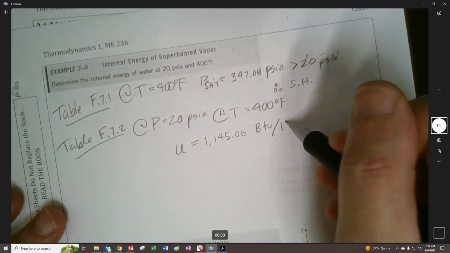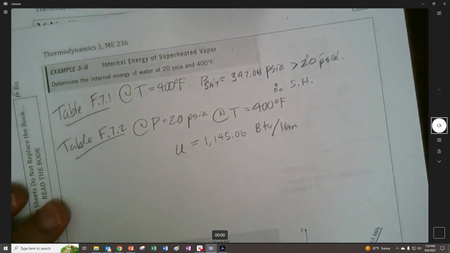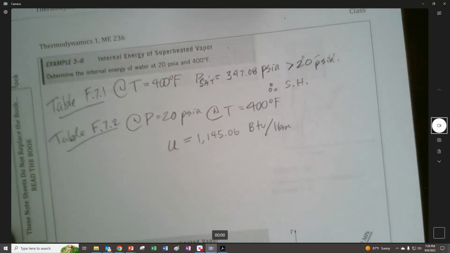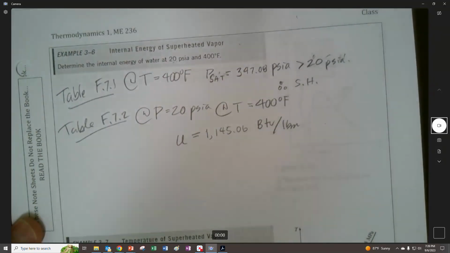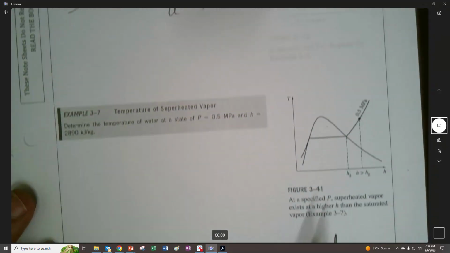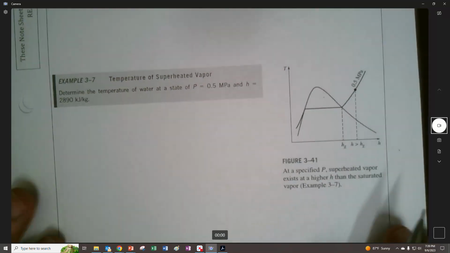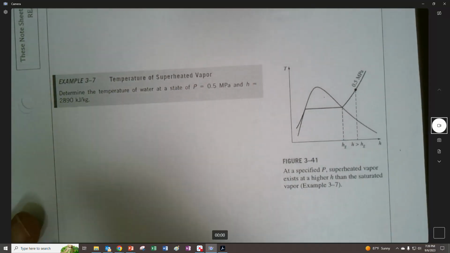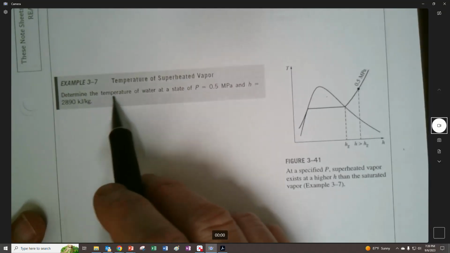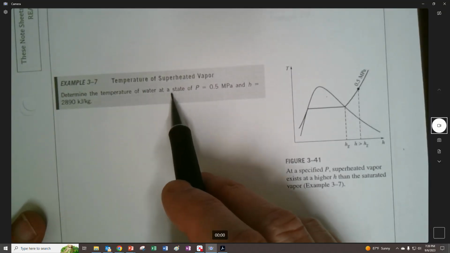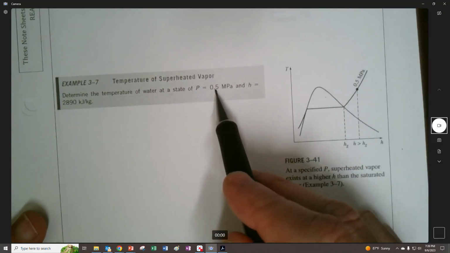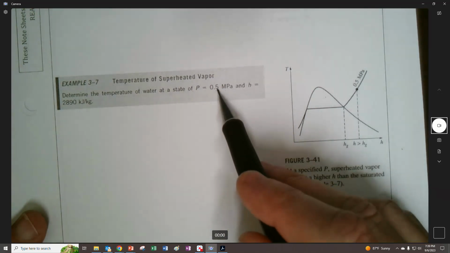BTUs per pound mass. That's only 4 minutes. So let's continue to the next example in here. And this one does require an interpolation. And now we're back into good old SI units. And it's to determine the temperature of the water at a state where the pressure is 0.5 megapascals, which is the same as 500 kilopascals.